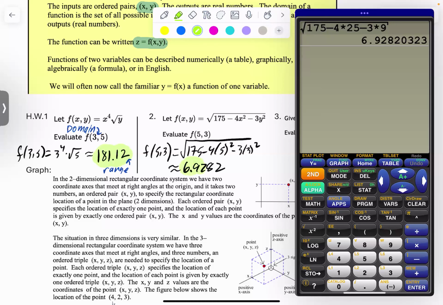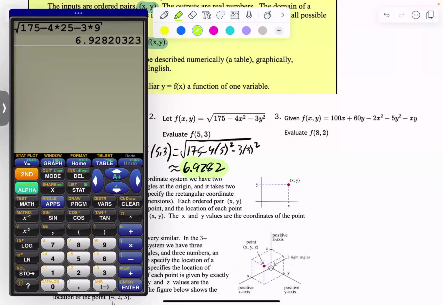I know I'm a little erratic. First one I rounded off to 2 decimal places. This one I'm rounding off to 4. It doesn't really specify, so it doesn't really matter.